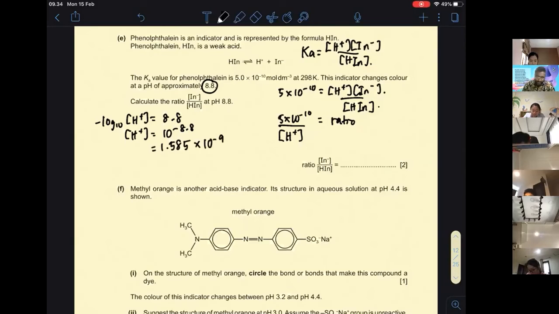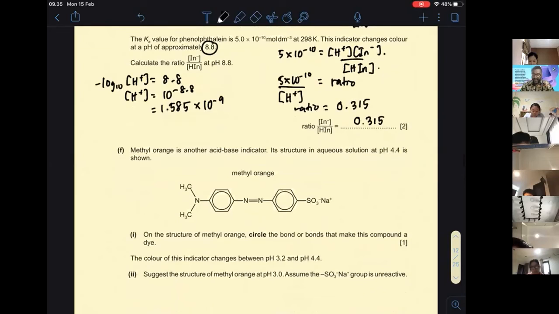So you want the ratio. If you have the value in the calculator, you just put 5 times 10 negative 10 divided by answer. So you will get the ratio. I will get the answer as 0.315, and that's going to be my answer. Please write down all this.